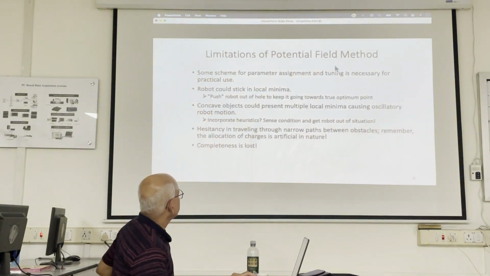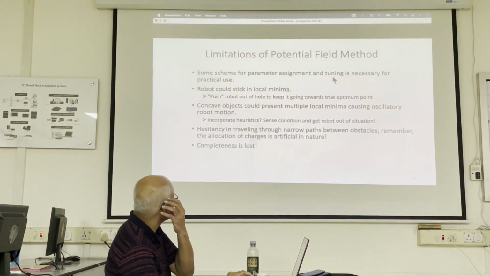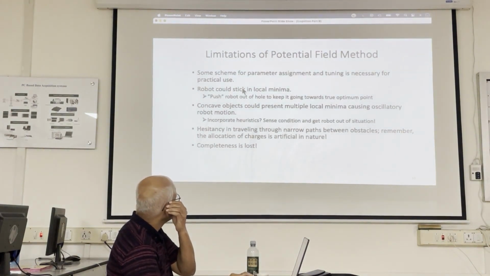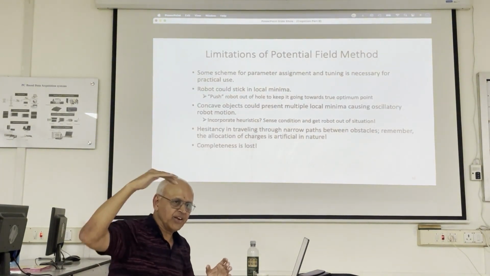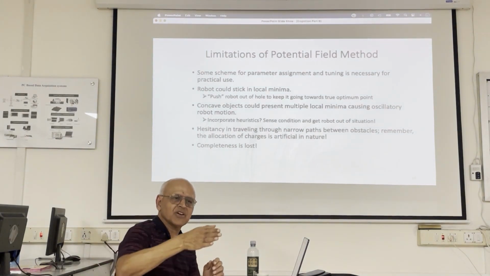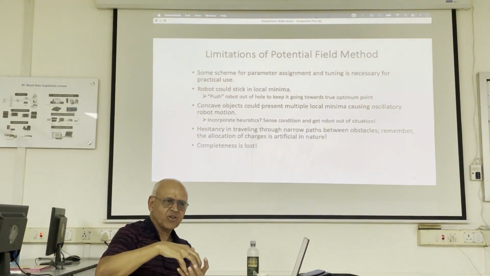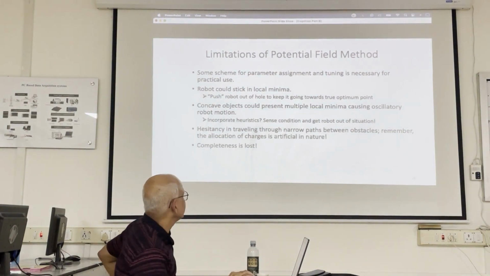So, the limitations of the potential field method is that the parameter assignment and tuning, charge assignment, there's no rule unless you make up one. Sometimes the robot can get stuck in a local minima. That means it's like a hole on the side of the mountain, right? You're going down the mountain, but locally, the ground goes up that way. So if you roll a ball, it's stuck in that temporary hole, if you know what I mean. That's called a local minima in the terminology of optimization.